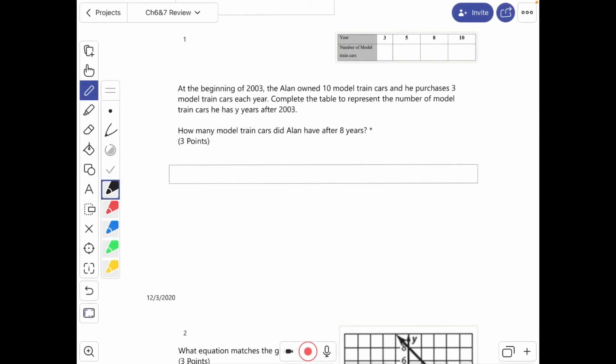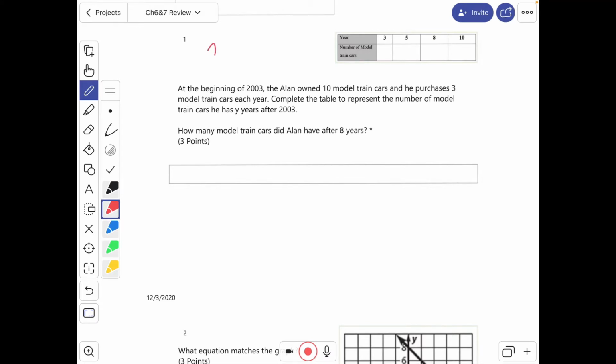Today we're covering the Chapter 6 and 7 review for the test that's coming up. So, number 1, at the beginning of 2003, V. Allen owned 10 model train cars and he purchased 3 model train cars each year. Complete the table to represent the number of model train cars he has Y years after 2003. How many model train cars did Allen have after 8 years?